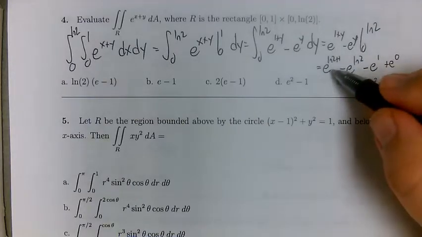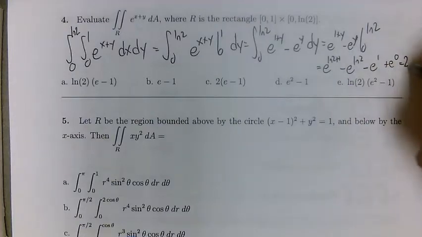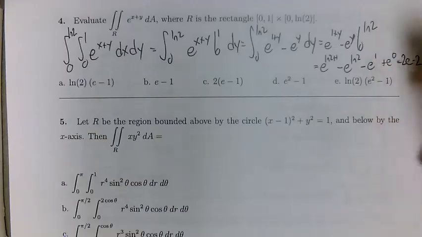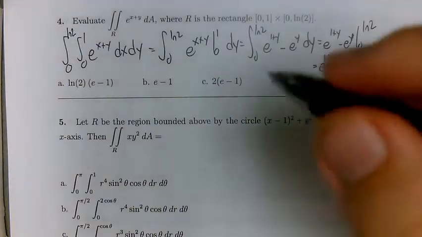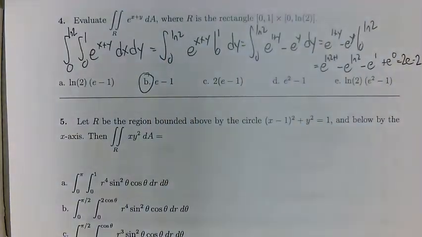If we simplify this, e to the ln of 2 is 2, so this will be 2 times e. This is just going to be negative 2. This is minus e, and this is plus 1. So if we simplify this, we end up getting e minus 1 here.